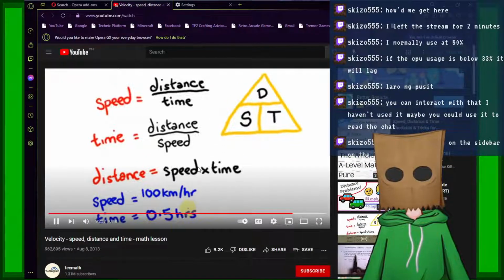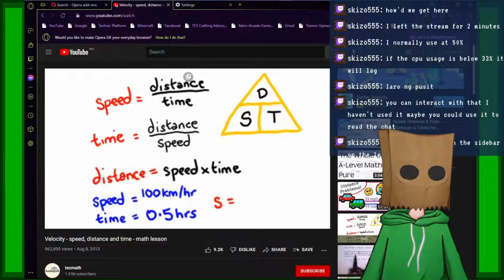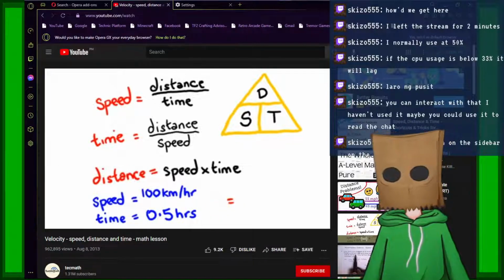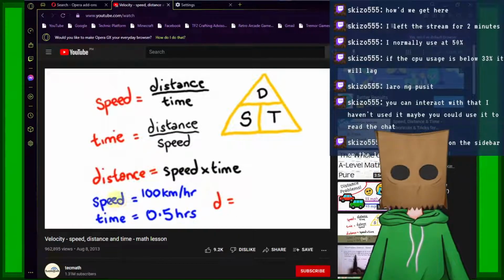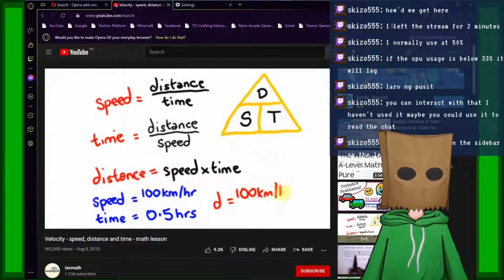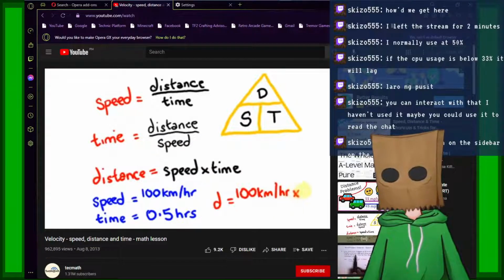Okay, so our distance is equal to speed times time. So speed, which is 100 kilometers per hour, times 0.5 hours.